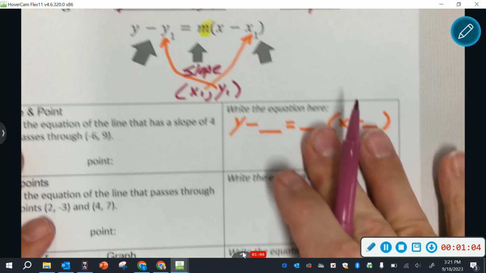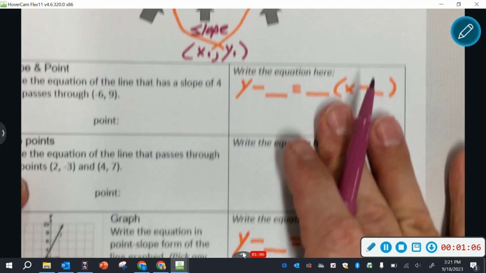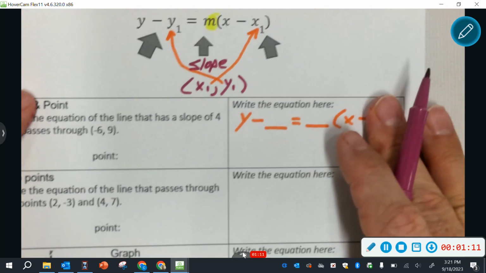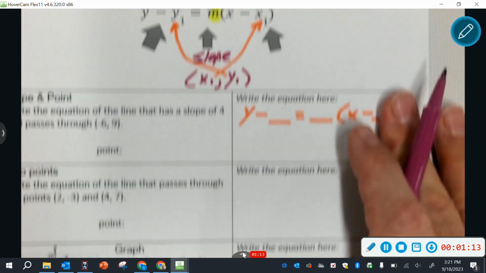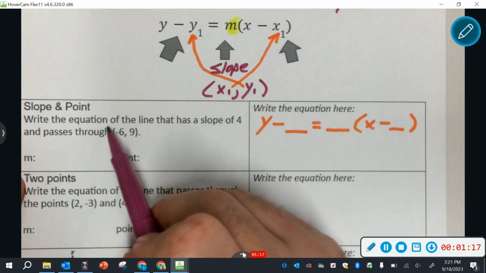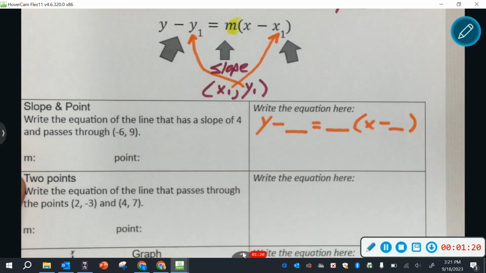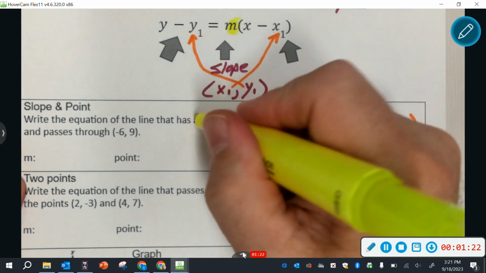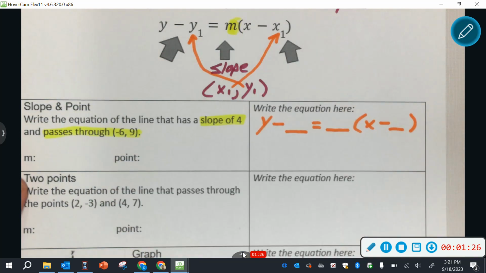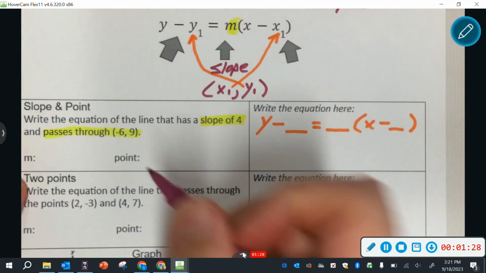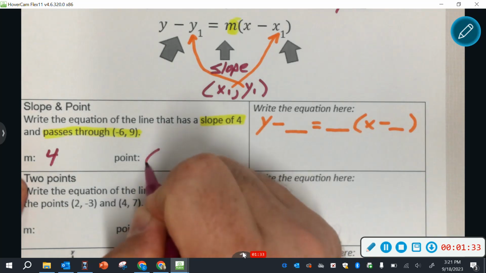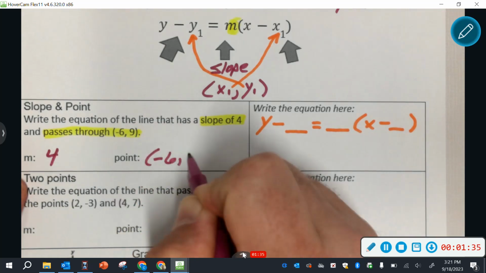We have a slope and a point. Okay, look at the first one here. We have a slope and a point. It says write the equation of the line that has a slope of 4 and passes through the point negative 6 comma 9. So the slope is just going to be 4, and then the point we're going to use is negative 6 comma 9.